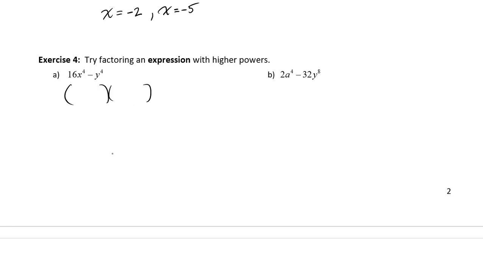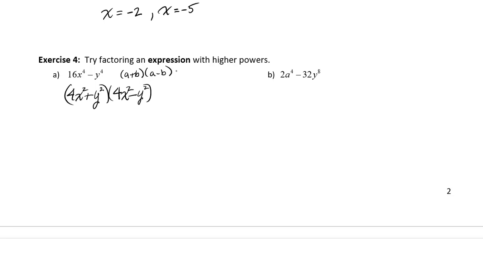We're undoing the process of difference of 2 squares where you have an a plus b and an a minus b pattern. But now instead of a squared, it's 16x to the 4th. So the square root of 16 is 4. And the square root of x to the 4th is x squared. You can always check this by foiling them back together. And then we need one positive and one negative second term. Again, the square root of y to the 4th is y squared.